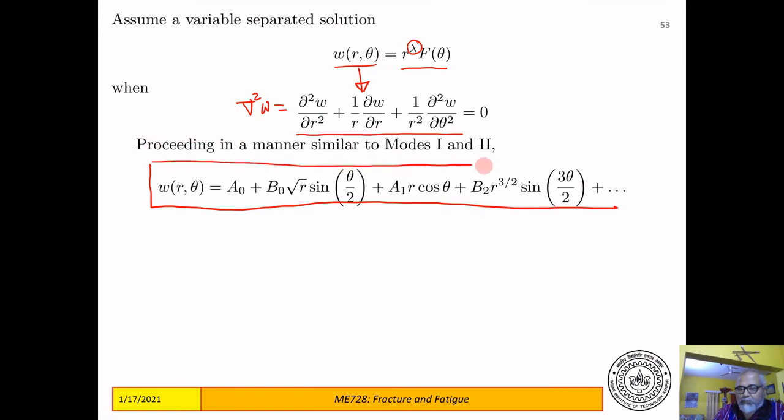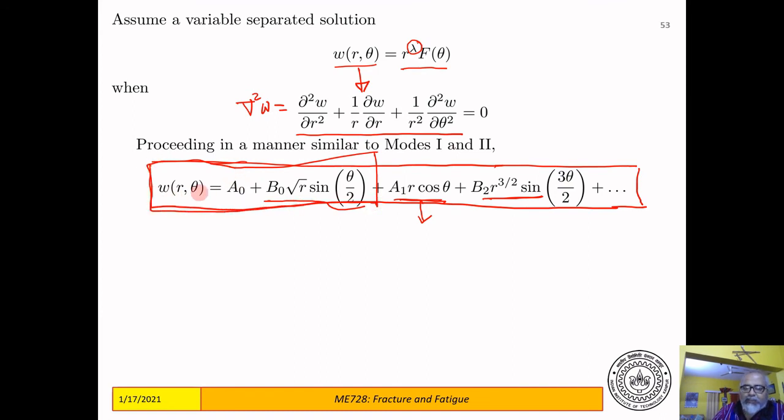Now remember, w is a displacement, not a stress. It has to go to 0, but these terms will give rise to stresses if you take their derivatives. This will give rise to a stress which does not depend on r. This will give rise to a stress which depends on root r. All these terms will give rise to stresses that are less dominant than the stress that this term will give rise to. This term will give rise to a stress which is 1 by square root of r, and so this will give rise to the singular stress term, and these will all give rise to non-singular stress terms as r tends to 0. So we will retain only this part of the expression.